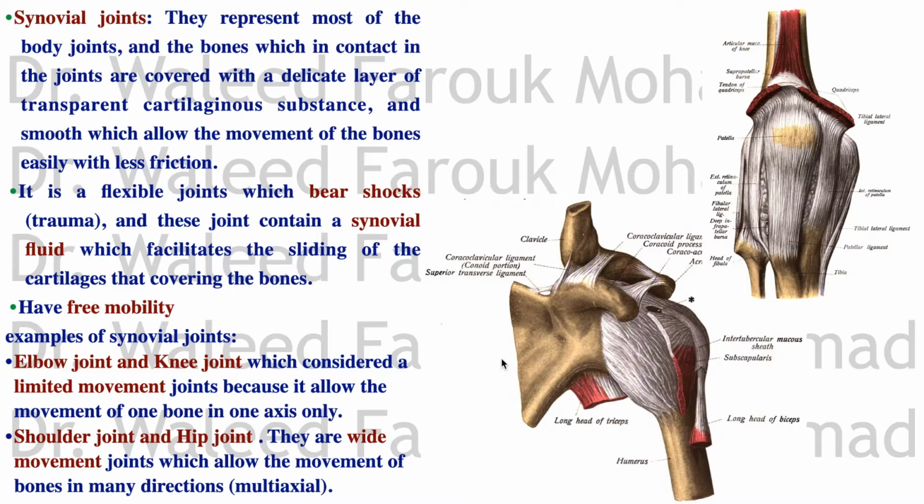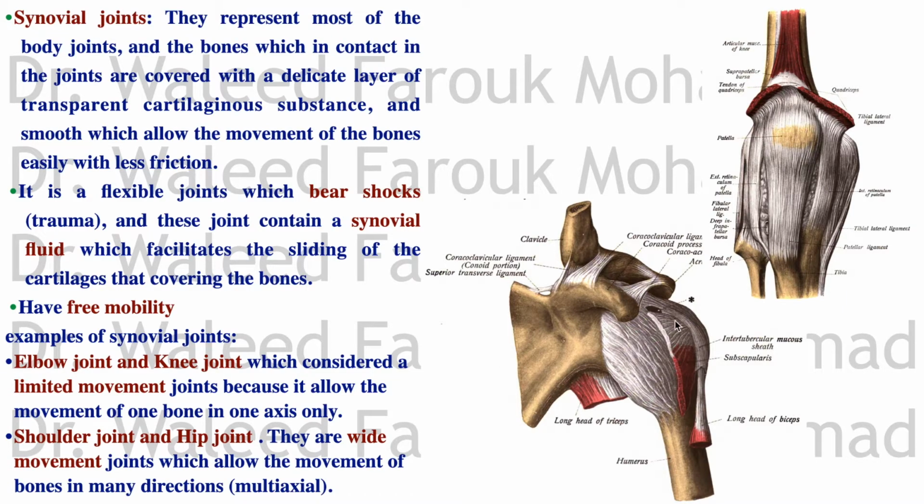Okay, it's only one axis. But on the other hand, the shoulder joint and the hip joint have a wide range of movements in almost all directions, which allows the movement of bones in many directions around multiple axes. So in the elbow and the knee joint, there's only one axis. That's why they're classified as limited movement type. And the shoulder and the hip joint have a wide range of movement because they have multiple axes.